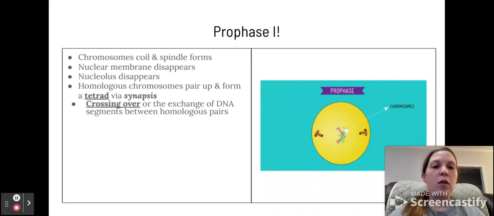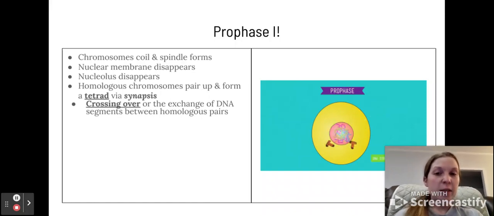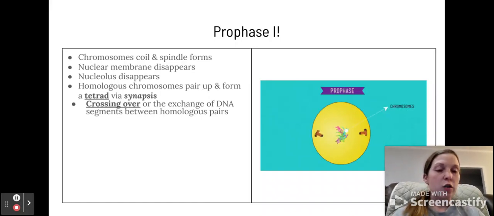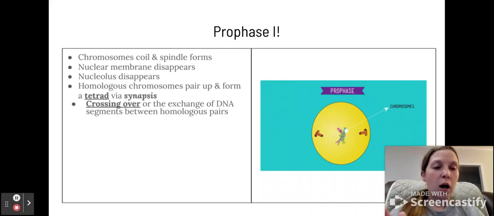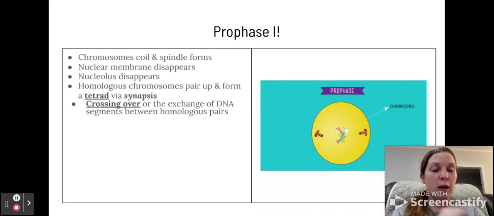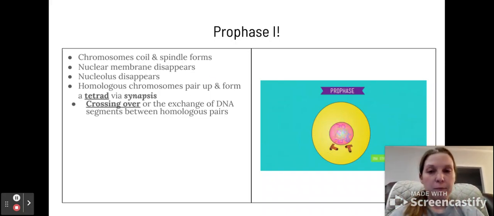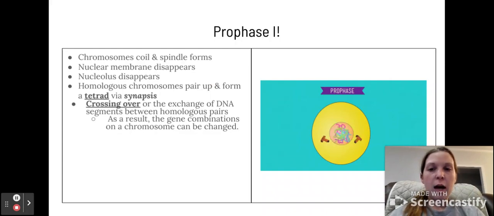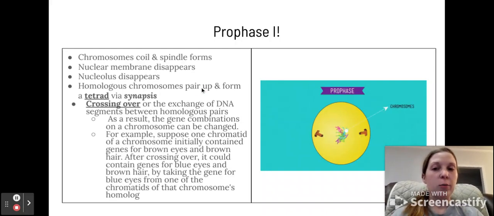Then this will allow for what's called crossing over, and this is the exchange of DNA segments between homologous pairs. So you would actually see parts from two identical chromosomes, and they will split and cross over and go to the other pair. And the result of this crossing over process is that gene combinations on the chromosomes can be changed. So this is really, really useful for genetic variation.